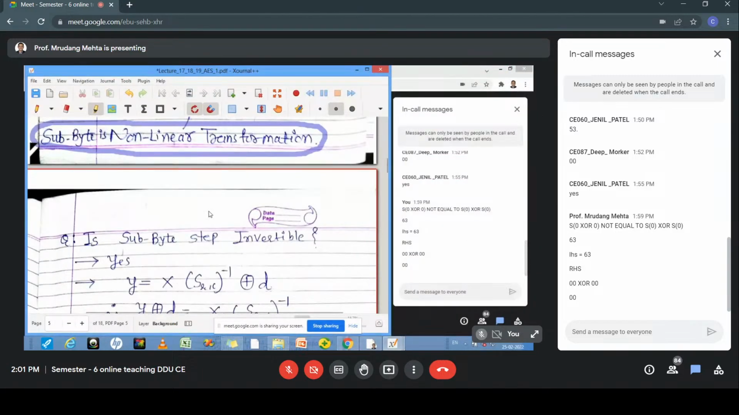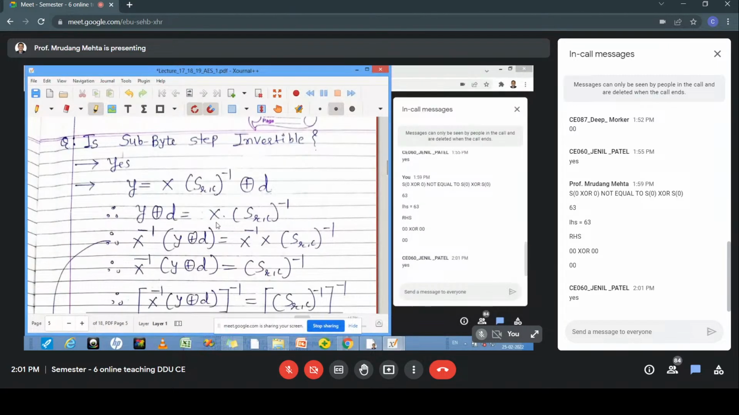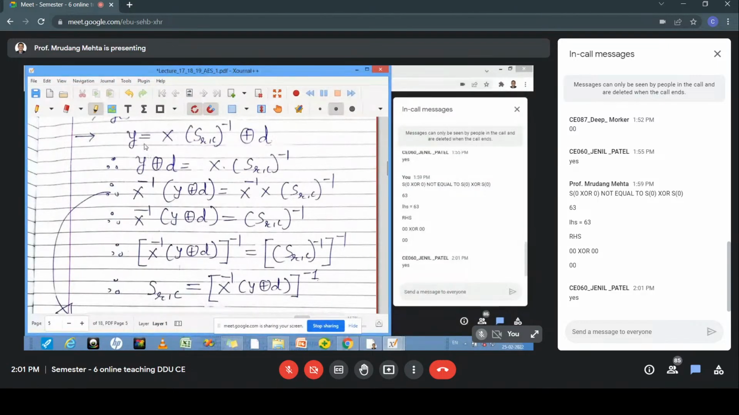Understood? Please respond. Okay. So is the sub-byte step an invertible step? The answer is yes, and let us see the proof. Y equals X dot SRC inverse XOR D. This is our formula. If it is invertible, then we can use it in decryption. So on the LHS, we XOR D. On the right-hand side, D XOR D cancels out, so what remains is X dot SRC inverse.